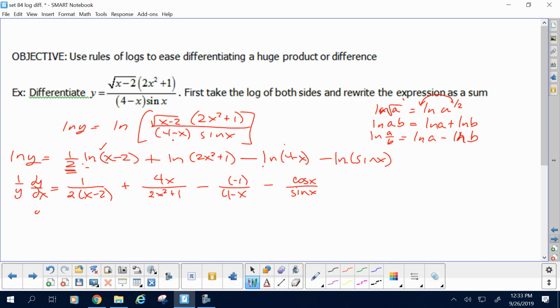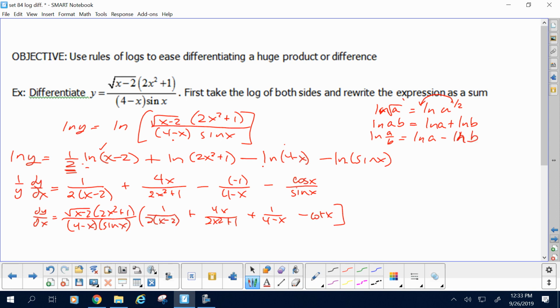So, last but not least, really this is just an exercise in how tough is your hand, because now you need to move over the y and replace it back. So the y replaced would be root x minus 2, 2x squared plus 1, over 4 minus x sine of x, times 1 over 2 times the difference x minus 2, plus 4x over 2x squared plus 1, plus 1 over 4 minus x, minus cotangent of x. See where I'm coming from?